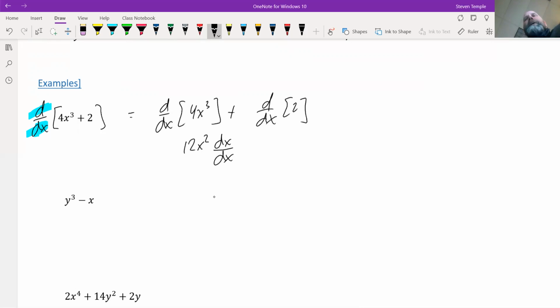You took the derivative with respect to x, so it's dx over dx. Now, we never wrote that before. Let me keep going. And the derivative of 2 is 0. I'm taking the derivative with respect to x, so I write dx over dx. Now, we never wrote that before because obviously dx over dx is 1. It cancels out. So that's going to equal 12x squared plus 0, or just simply 12x squared.